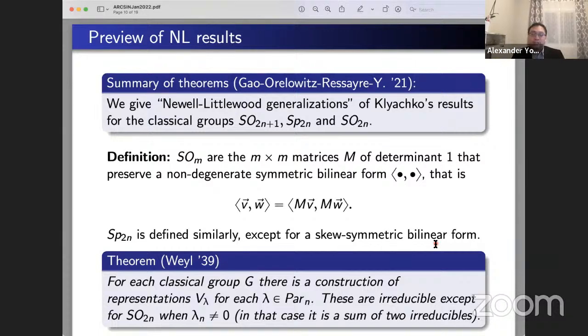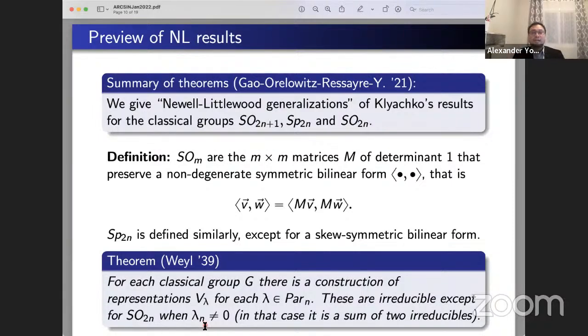Weil, in 1939, in his book The Classical Groups, extends essentially the example from the first slide of this talk. For every classical group, he constructs a representation for a partition of length at most n. These are all irreducible except in one special instance, which won't matter for this talk. Just for completeness, it's the even case of the special orthogonal group, when the last part is non-zero. In that case, it's the sum of two irreducibles.